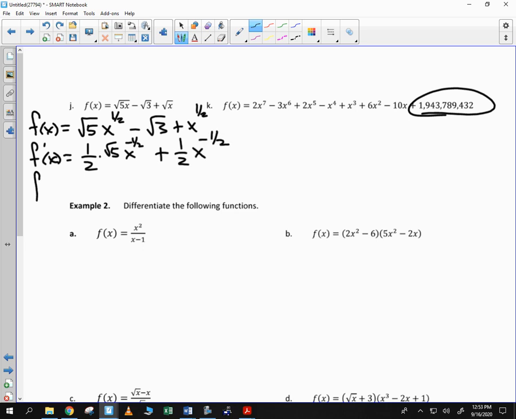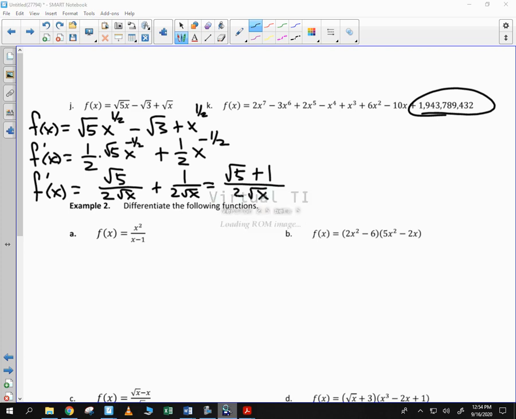So notice that the derivative looks like we have the root of 5 on top. We have 2 roots of x in the denominator. And over here we have 1 on top, and we have 2 roots of x in the denominator. Those do have the same denominator, and so therefore I'm going to write it as the root of 5 plus 1 over 2 roots of x. That is the derivative.